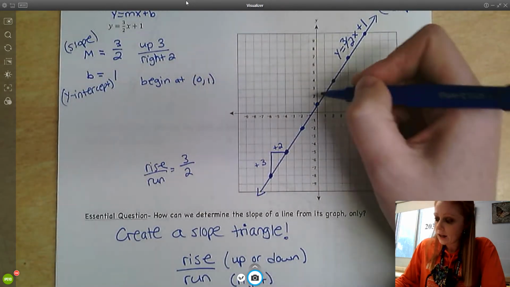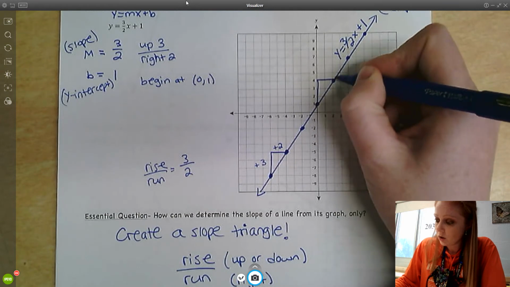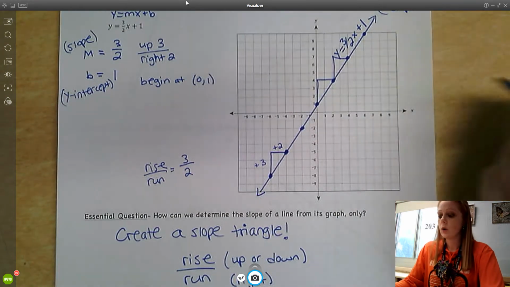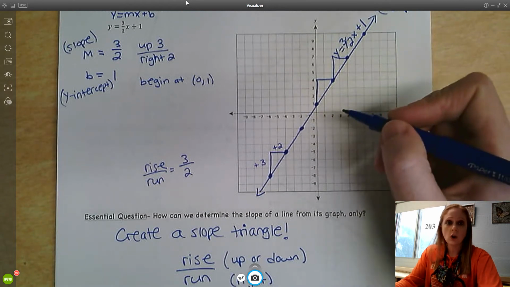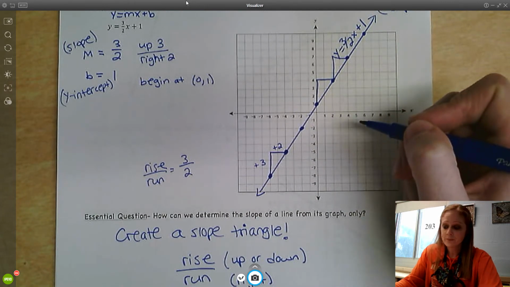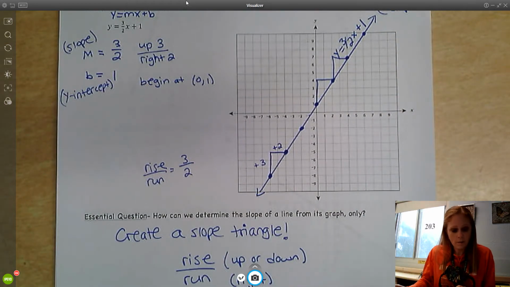Okay, let's look at it again from here. Up 3, right 2. These slope triangles tell us that no matter which points you're going between, you're going up 3 and to the right 2. Okay, so that's another way to find slope.